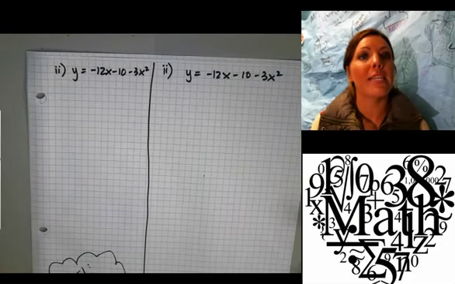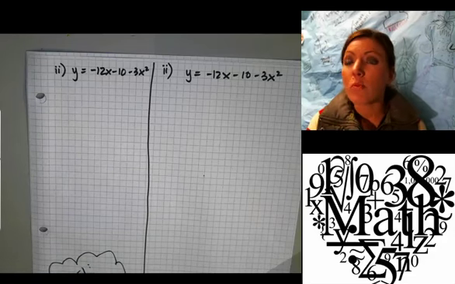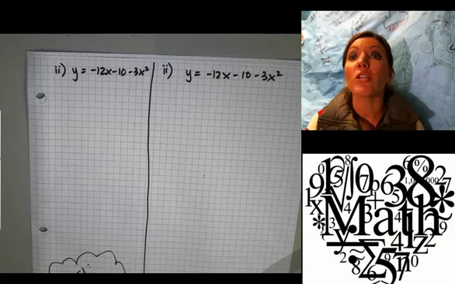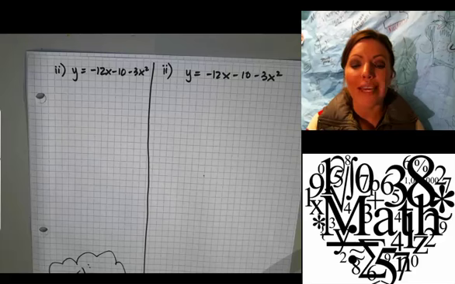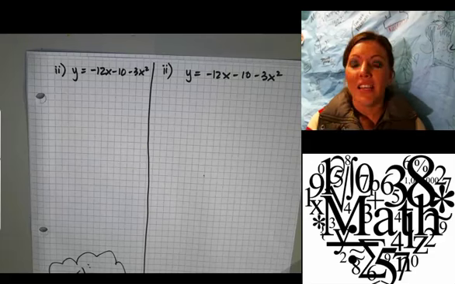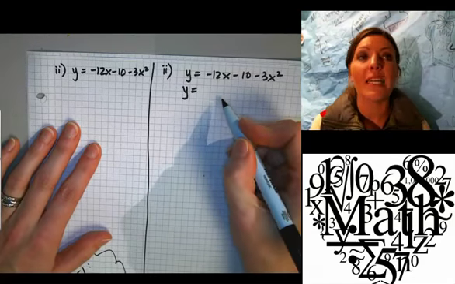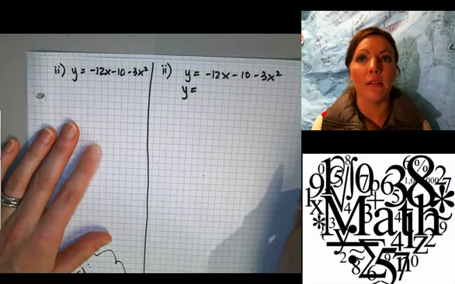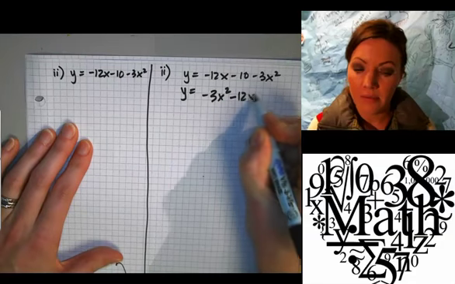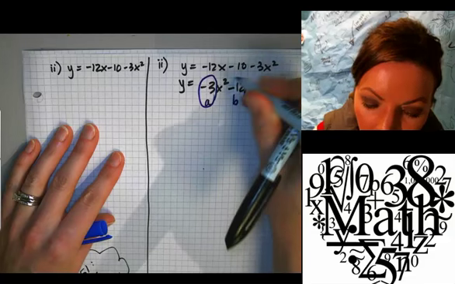Same exact set of steps. What did we do first on the last problem? We circled A, B, and C. So A is negative 12, B is negative 10, and C... Oh, good. You've got to put it in descending order. What is descending order? Somebody put it in descending order for me. Negative 3x squared minus 12x minus 10. Okay, so now is when we can circle A, B, C.